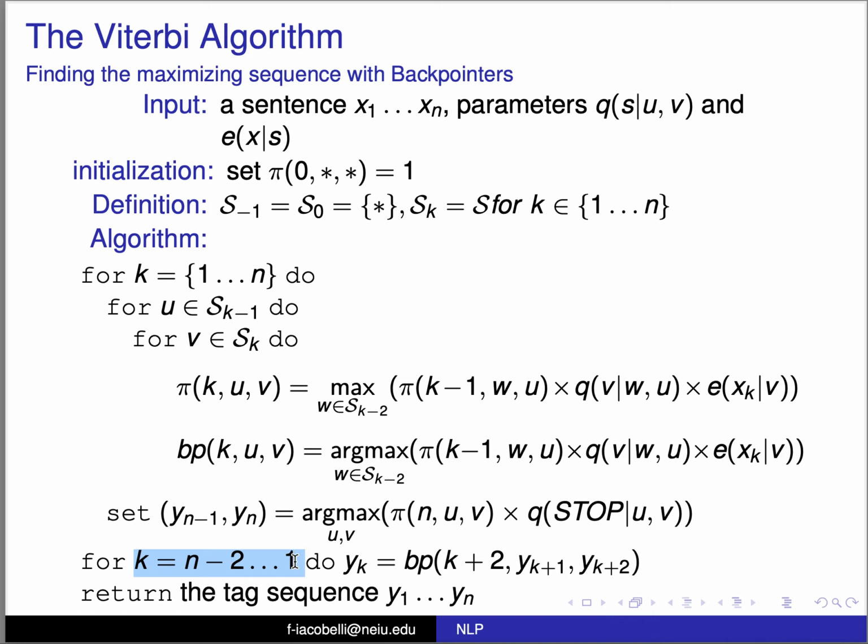So once you have all this set, it's just a matter of going backwards, from length n-2 of the sentence down to 1, and the tag for that word is going to be whatever the backtracking table tells you at that position with the two tags that came before it. And then you just return that tag sequence. For a trace of this program, please watch the next video.